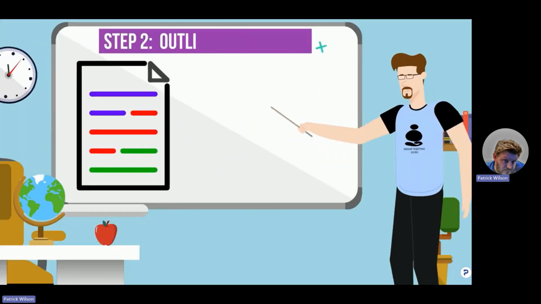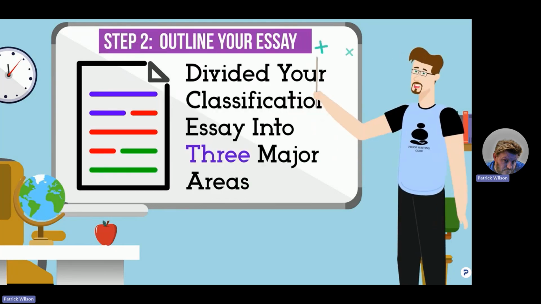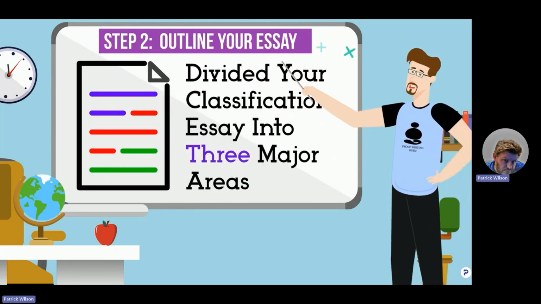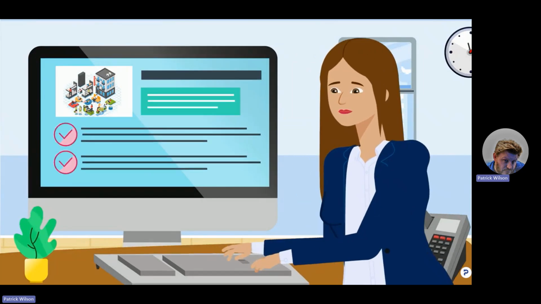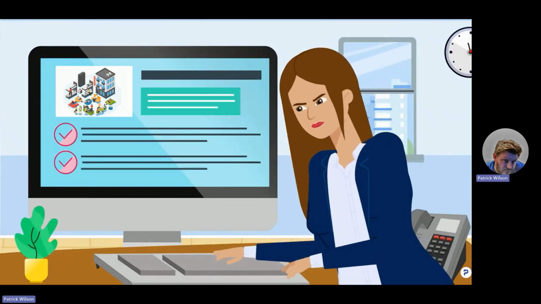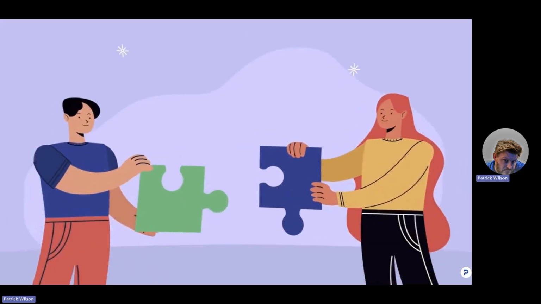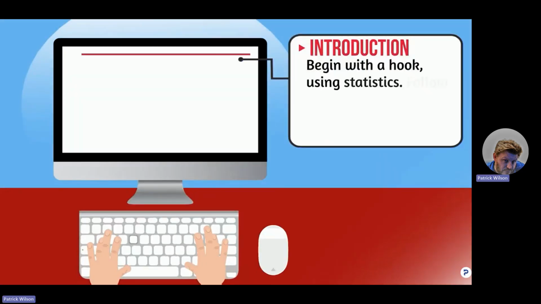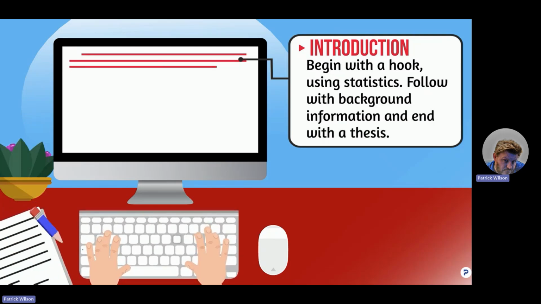Step 2. Outline your essay. Ensure that you have divided your classification essay into at least 3 major areas. Each major area must correspond to a paragraph that elaborates the classification and states the characteristics of what fits into each category. Introduction. Begin with a hook, followed by background information and end with the thesis.